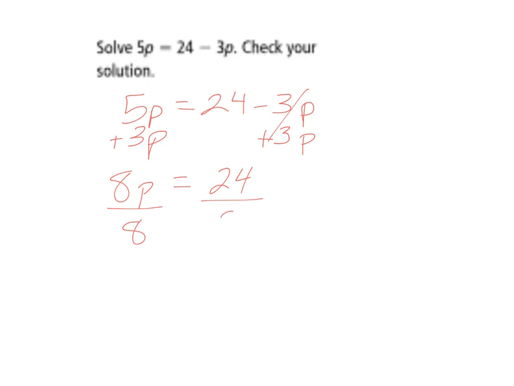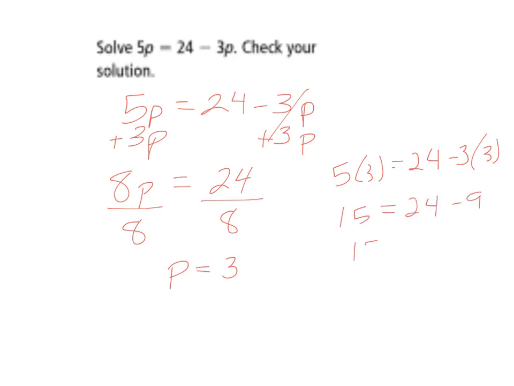Divide both sides by 8. P is equal to 3. And you could check it. You would have 5 times 3 is equal to 24 minus 3 times 3. So 5 times 3 is 15, is equal to 24 minus 9. You would get 15 is equal to 15. And so we got that one right. Let's look at the next example.